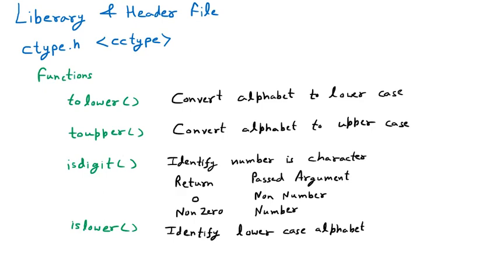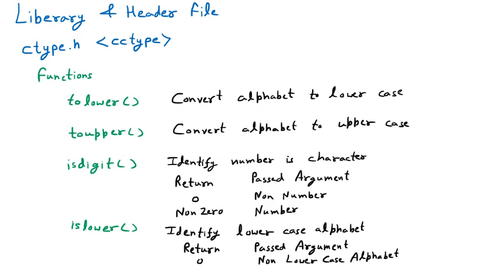Means they are going to find out whether the alphabet is lowercase or not. So if I talk about what they return, if the argument is passed, so passed argument and the return. Now if I am going to pass a non-lowercase alphabet, means if I am going to give an alphabet which is not a lowercase, then they are going to return the 0.